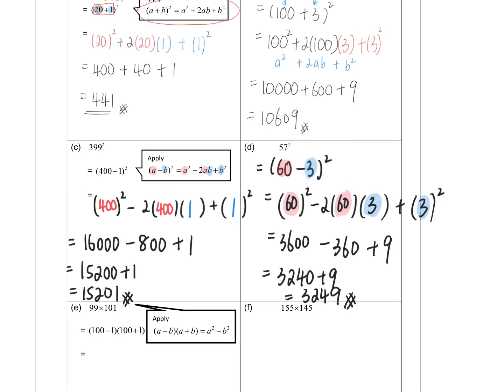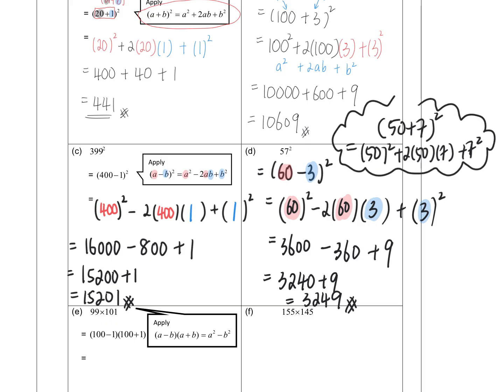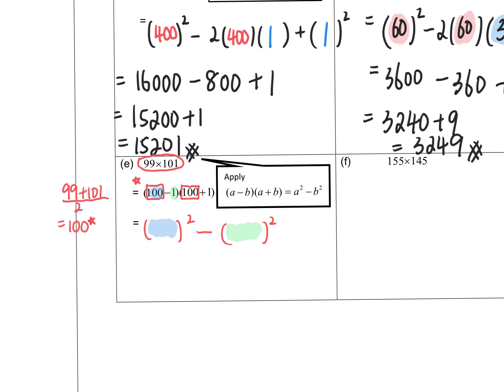Same answer if you do 50 plus 7, but your formula you must use the correct one. If you're using the plus formula, you must do the right thing. Alternative. Yes, can. So 100 minus 1. So 10,000 minus 1.